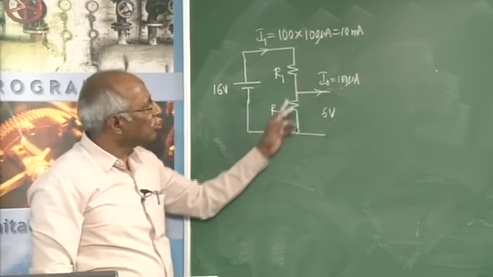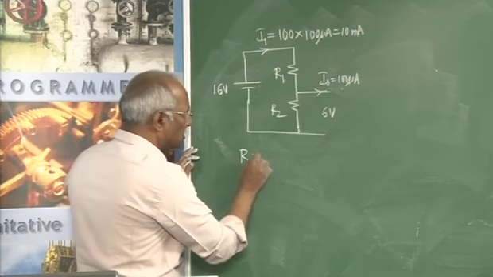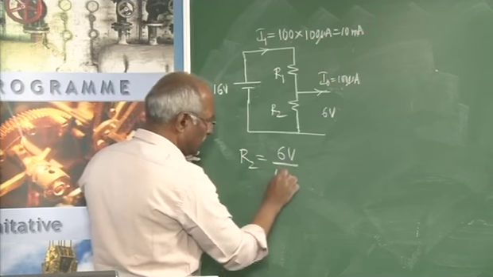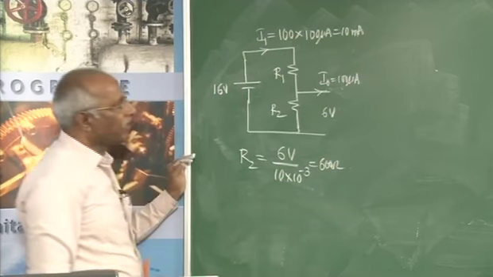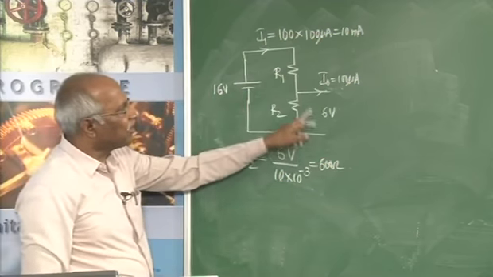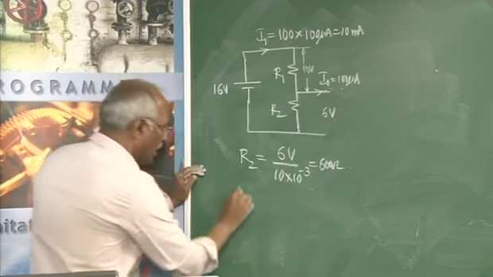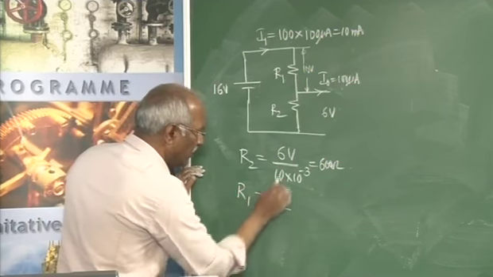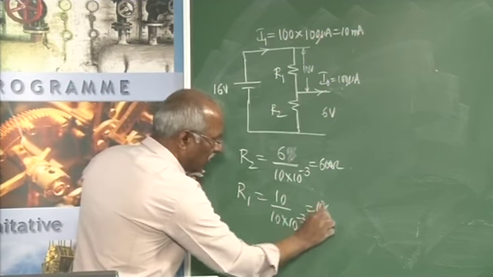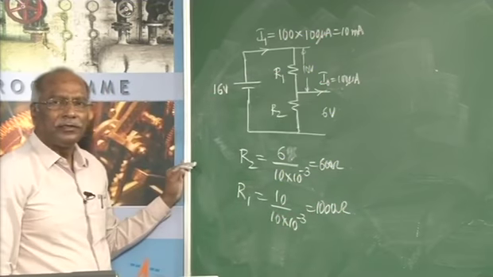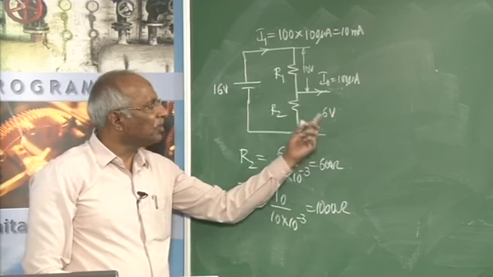So once I know that, what will be the value of R2 and R1? R2 will be equal to 6 volts divided by the current, 10 milliamperes, which comes to 600 ohms. When 6 volts is dropped here, obviously the voltage available across R1 must be 10 volts. With that, R1 will be equal to 10 divided by 10 into 10 to the power of minus 3, that comes to 1000 ohms. So these are the two values calculated to see that a 6 volt output is obtained.